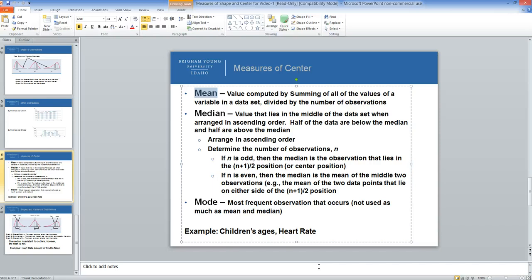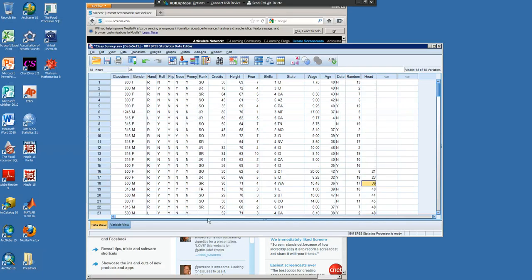We're going to continue with discussing measures of center, a continuation from part one. This is part two. In the last discussion, we calculated the mean and the median by hand. Now we're going to do this using SPSS. What I'd like to do is go into SPSS, and I'm going to grab the heart rate data.